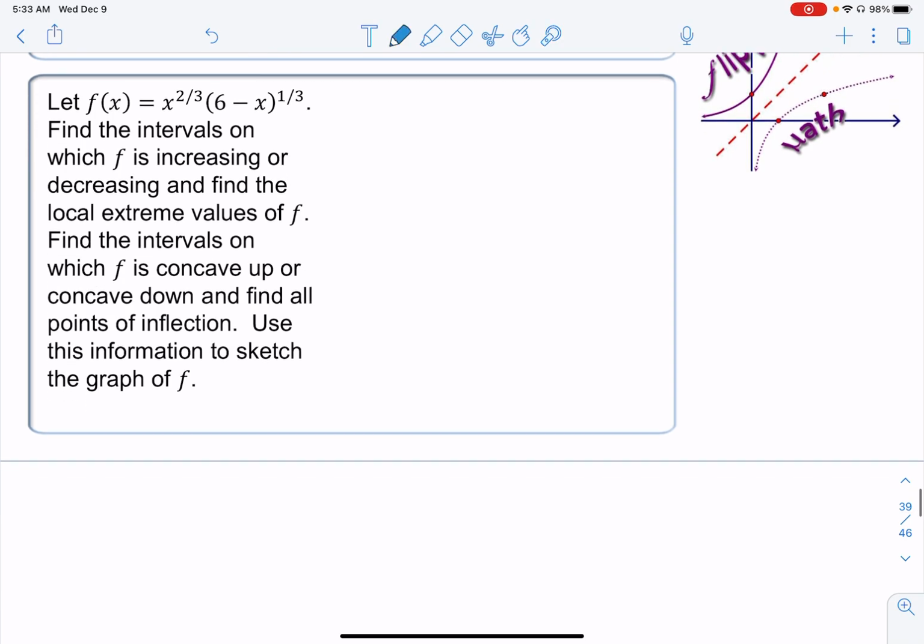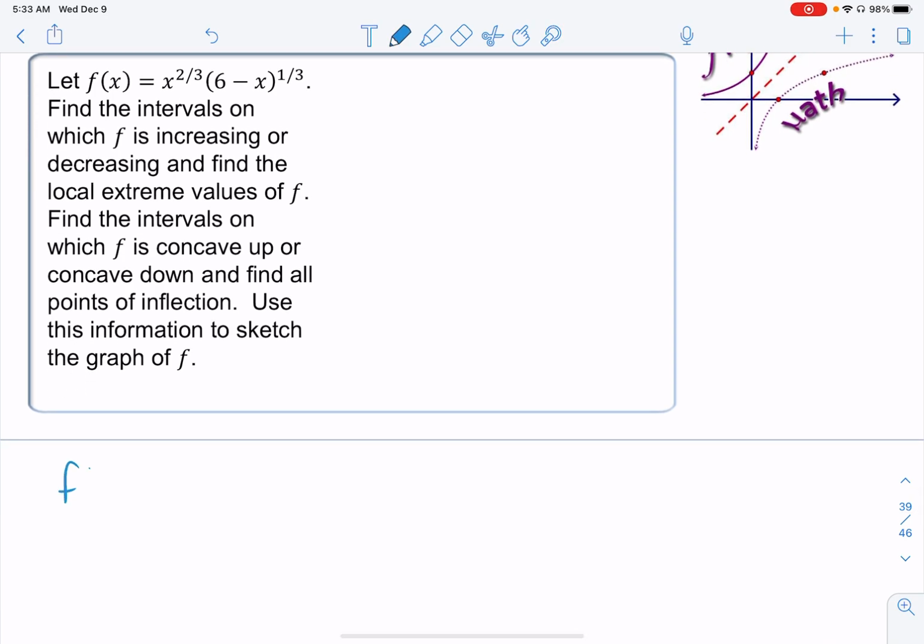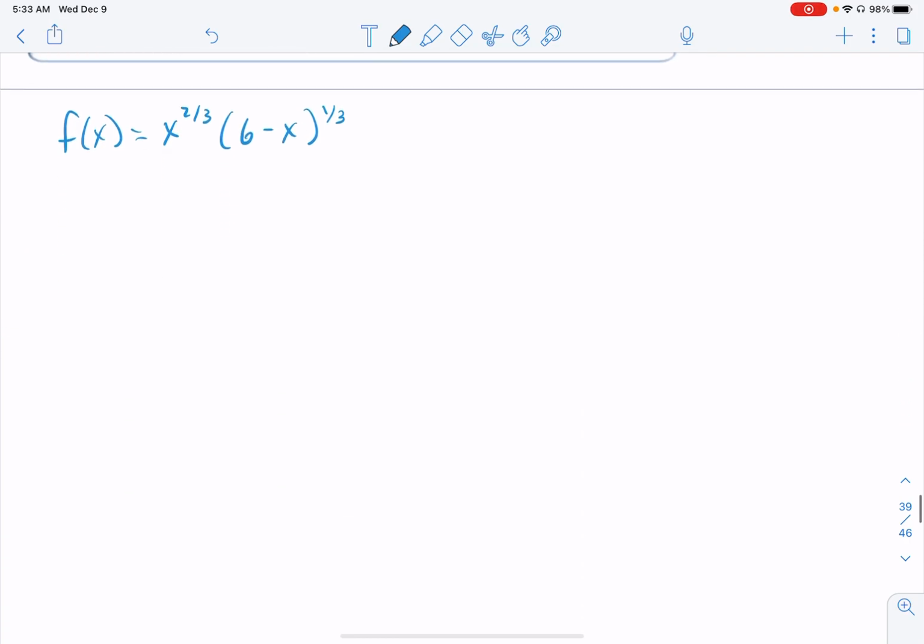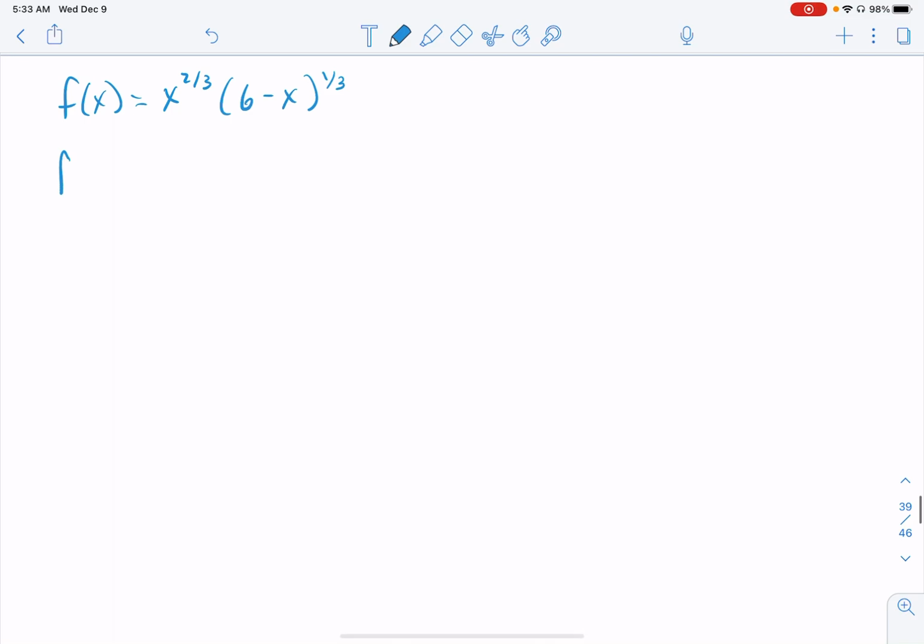All right, so let's rewrite the equation down here. So f of x is equal to x to the 2/3 times 6 minus x to the 1/3. We'll have to use the product rule, of course, to take its derivative. So f prime of x is equal to, let's leapfrog this down, 2/3 x to the, subtract 1, negative 1/3. Derivative of the first times the second, plus the first one, x to the 2/3, times the derivative of the second one.